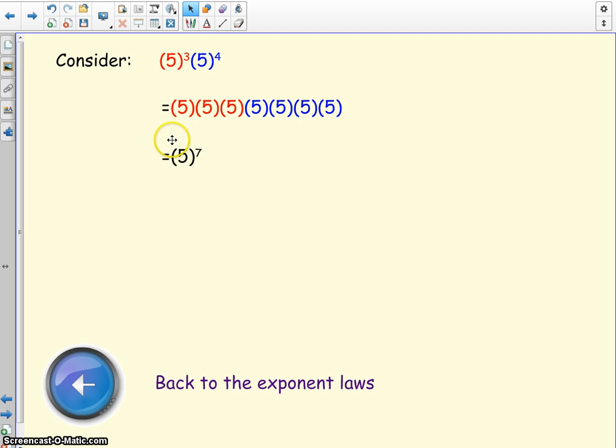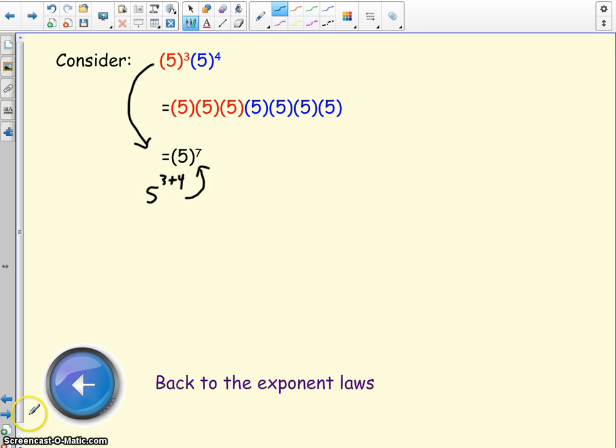5 to the 7. Okay, so using our exponent law, we could actually go straight from here to the final answer by just saying this is the same thing as 5 to the exponent 3 plus 4, which is 5 to the 7. Okay, this would have been the product rule.